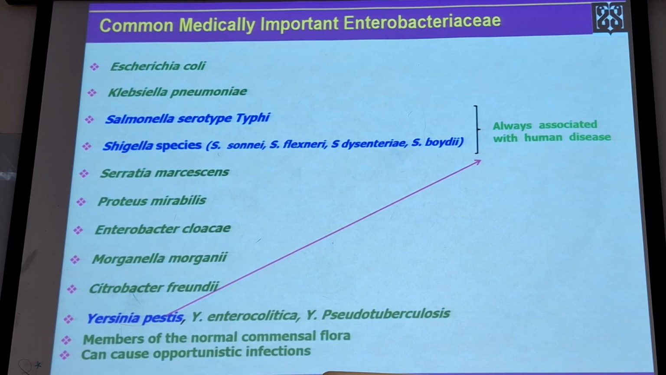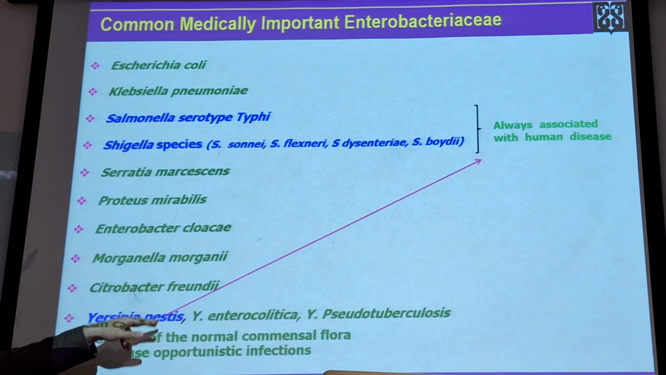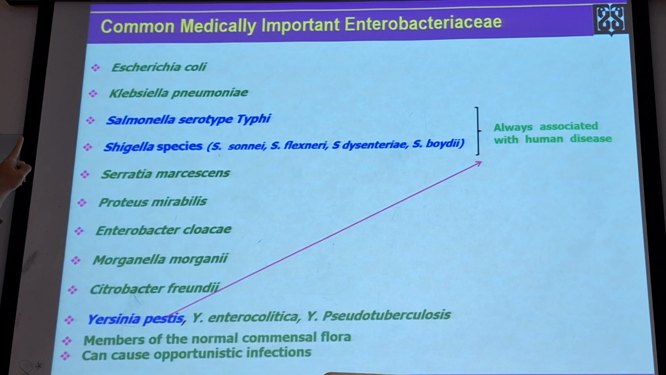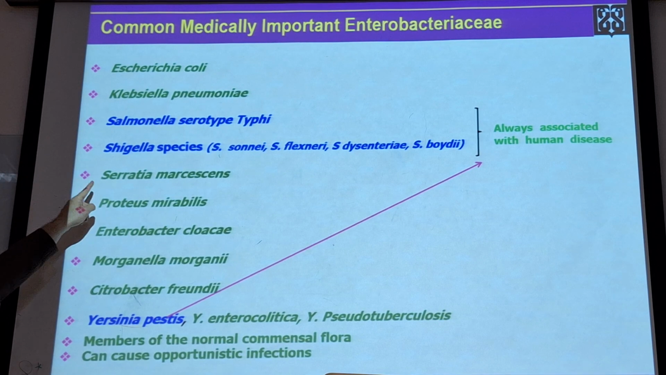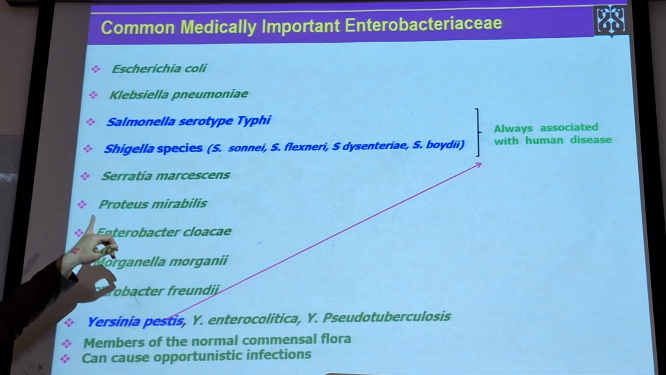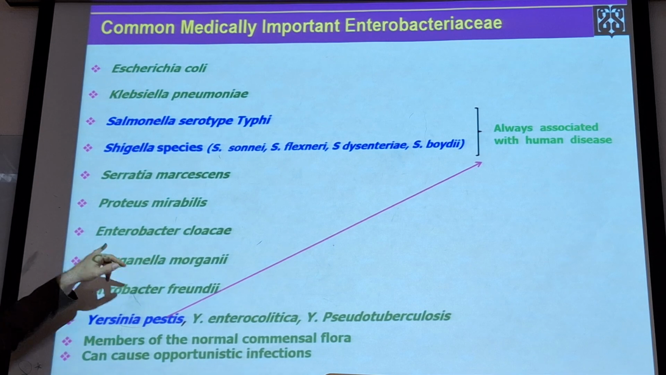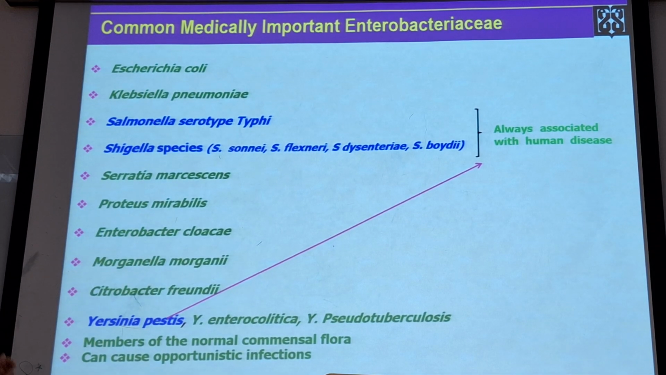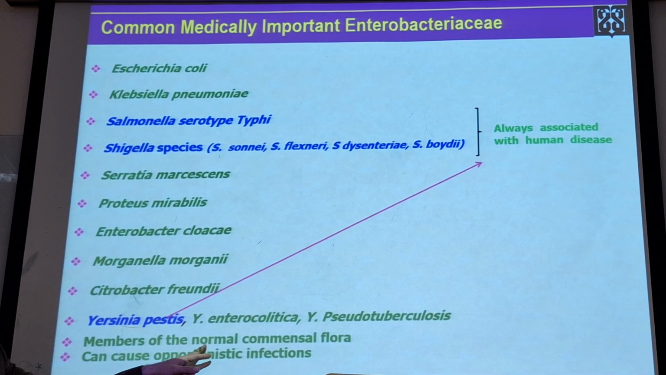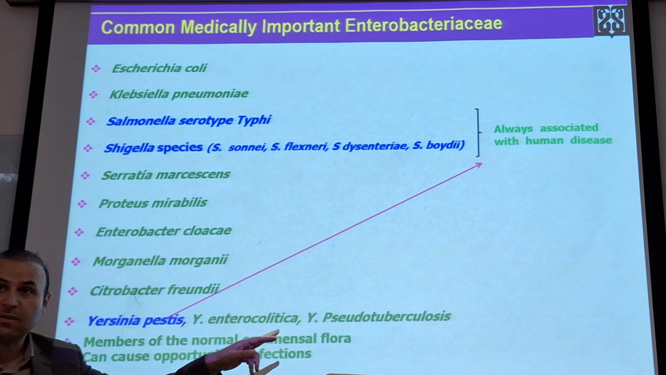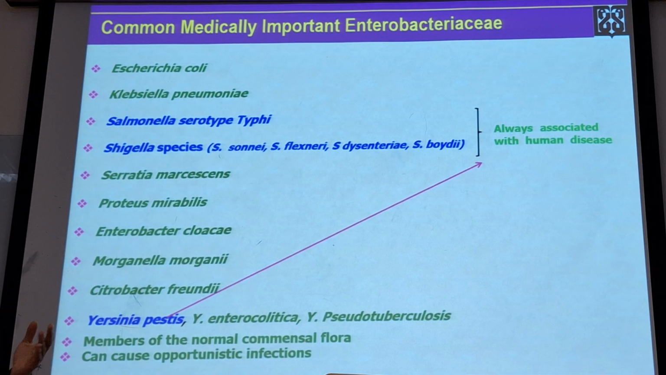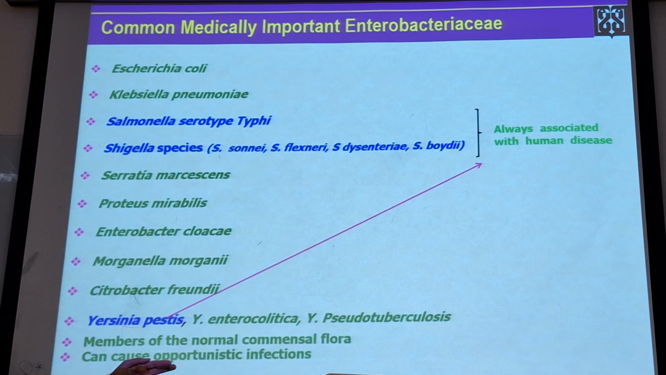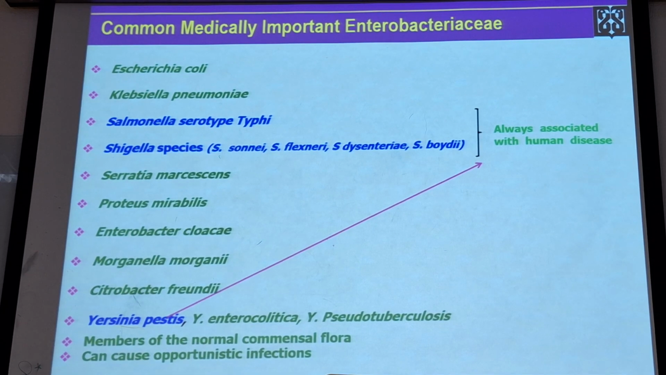Other members such as E. coli, Klebsiella pneumoniae, Serratia, Proteus mirabilis, Enterobacter cloacae, Morganella, and Citrobacter are members of the normal commensal intestinal flora, but they can cause opportunistic infections.